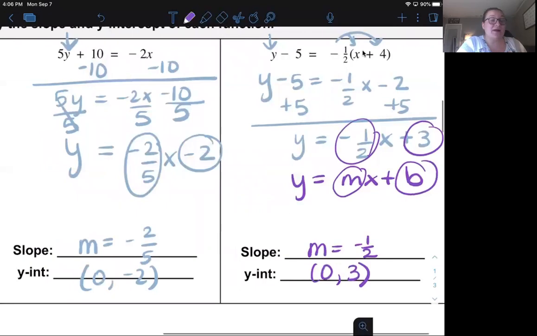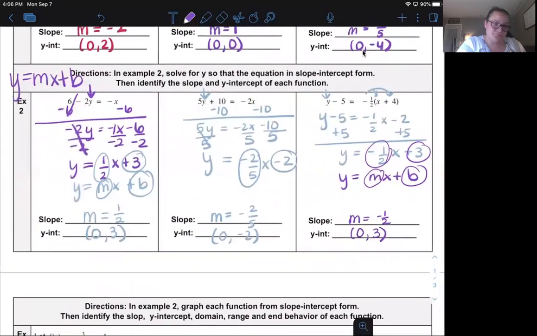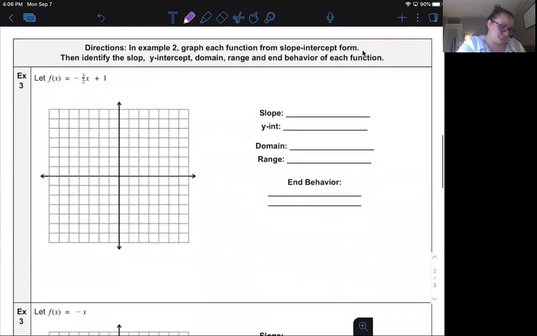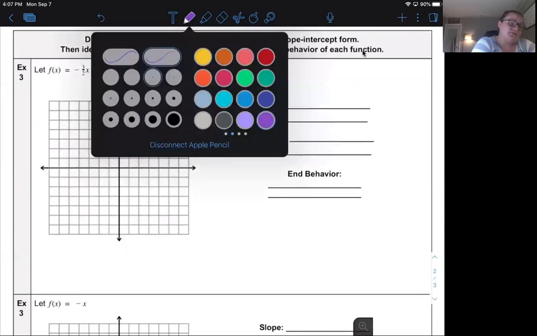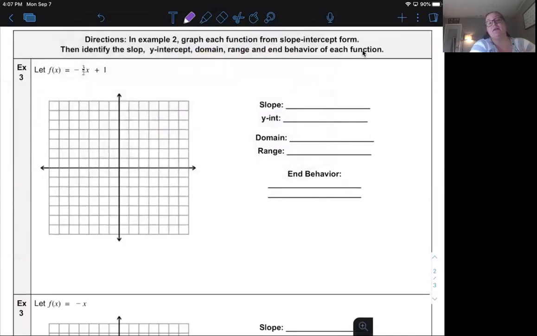Now we're going to practice graphing using slope-intercept form. So in example 3, we're going to take this function that is written in slope-intercept form. We're going to identify our slope and our y-intercept, and then we're going to graph it using those two things. So remember, before we get started, we want to make sure that we correctly label our graphs. This is just a friendly reminder that if your graphs aren't labeled, I will not grade them, and you will get automatic zeros. So make sure that you have your graphs labeled, please, so I can grade them.